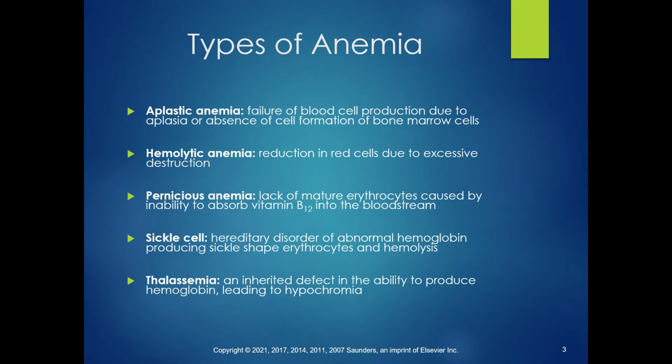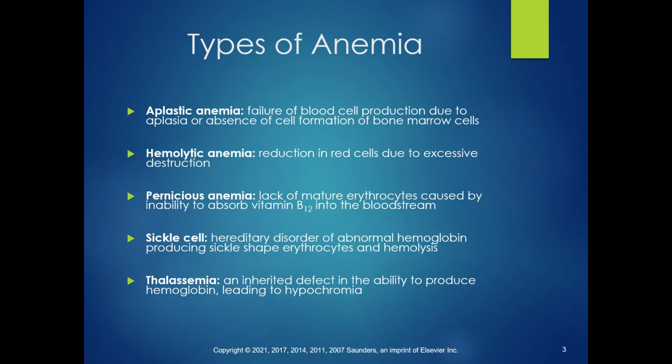Pernicious anemia, which is probably one of the more common ones. It's a lack of mature erythrocytes caused by the inability to absorb B12 into the bloodstream. This is a common one in vegetarian and especially vegan diets, where they don't get enough B12 into their system because they're not eating any animal products. So often these patients will have to take a vitamin B12 supplement.